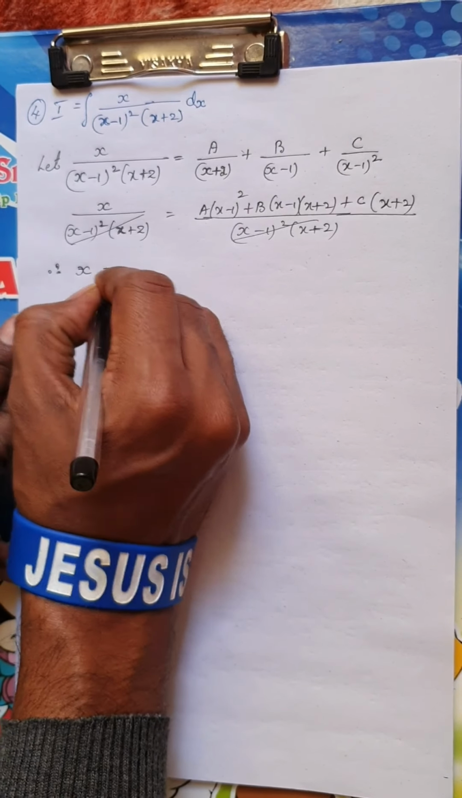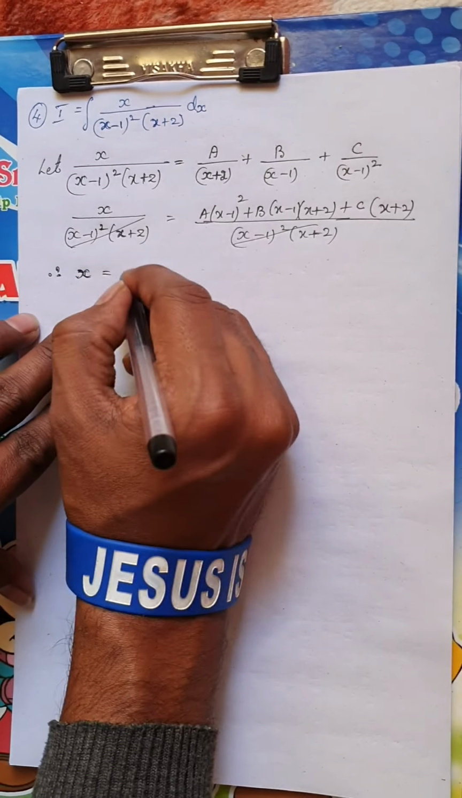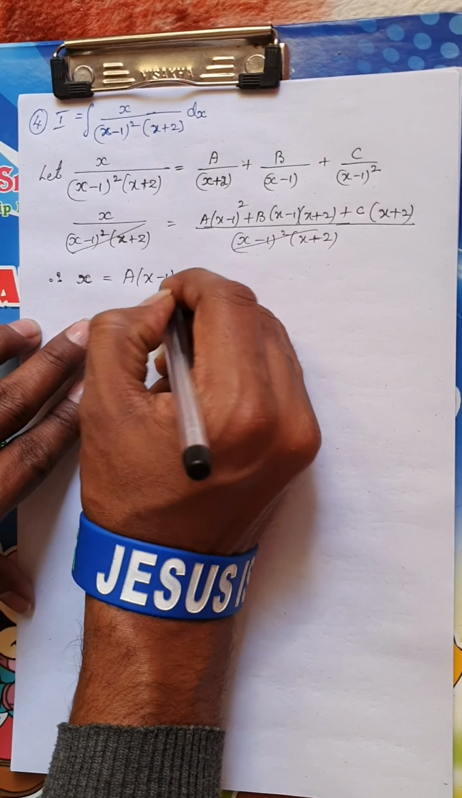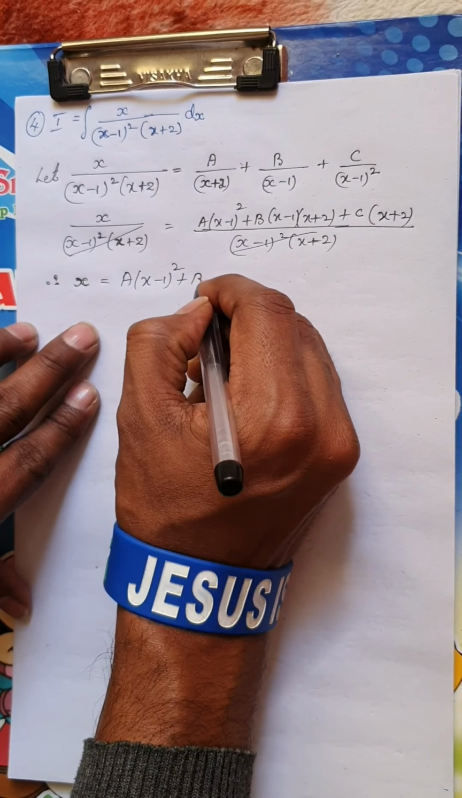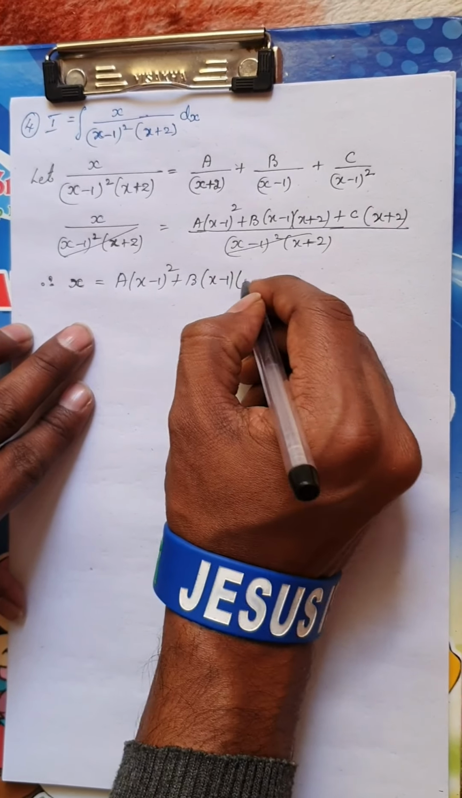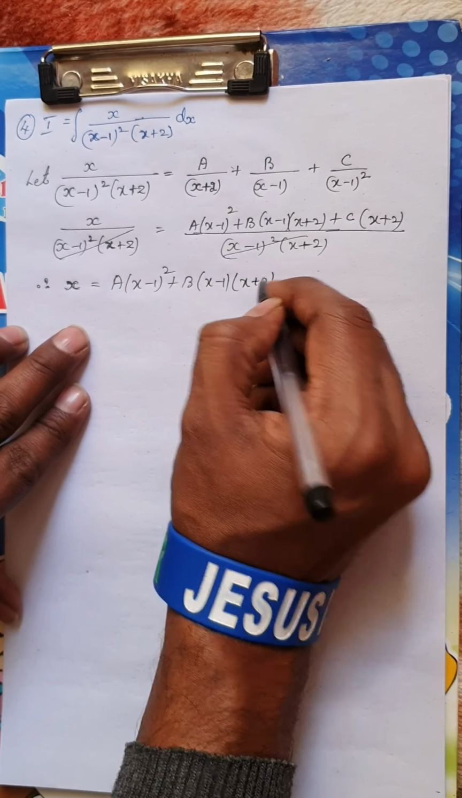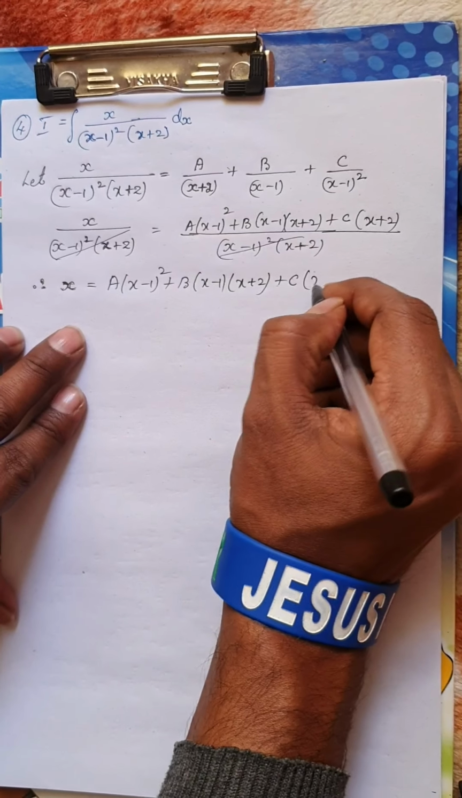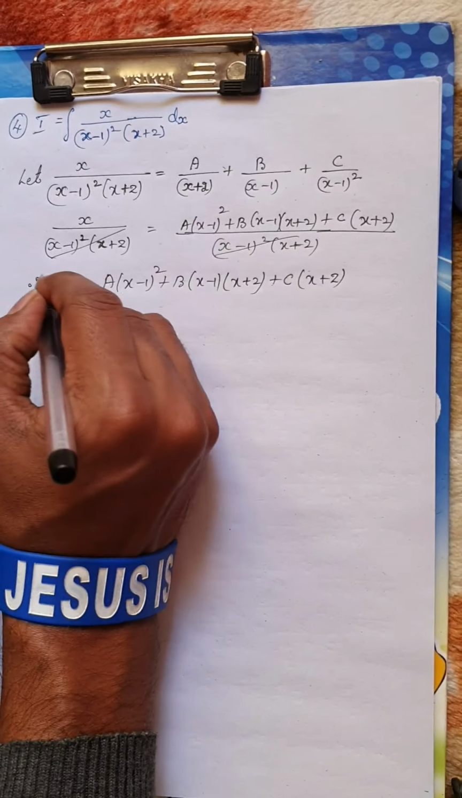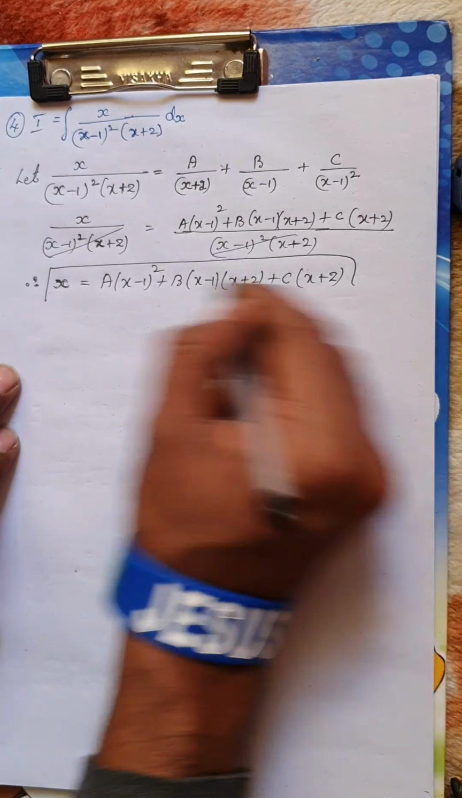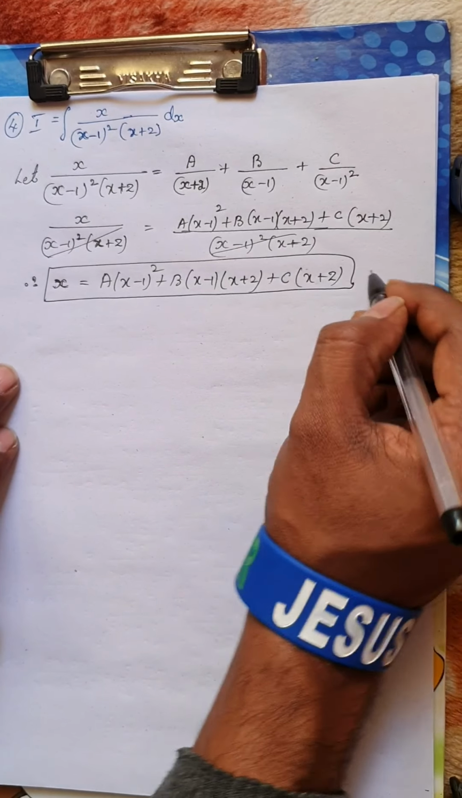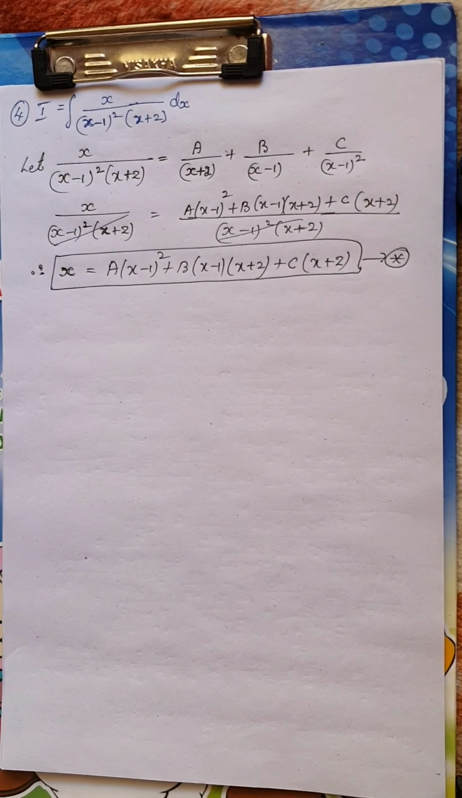Now if you cancel the denominator, you will get a very important equation with which I am going to separate. Therefore x would be equal to a into x minus 1 whole square plus b into x minus 1 into x plus 2 plus c into x plus 2, and this would be my important equation with which I have to find the values of a, b and c. Let me consider this as equation star.